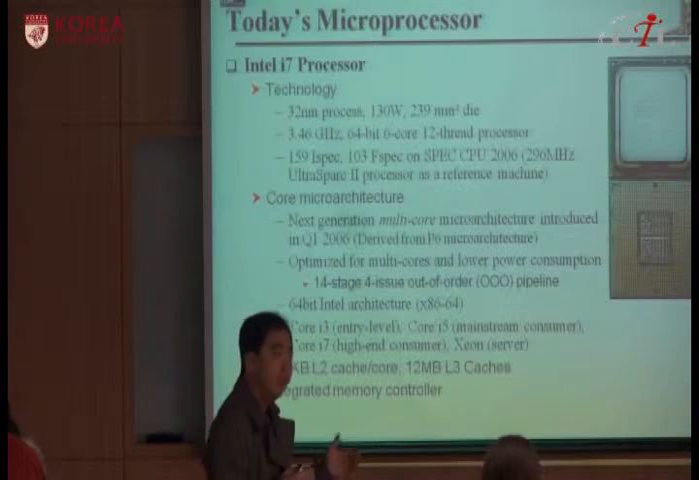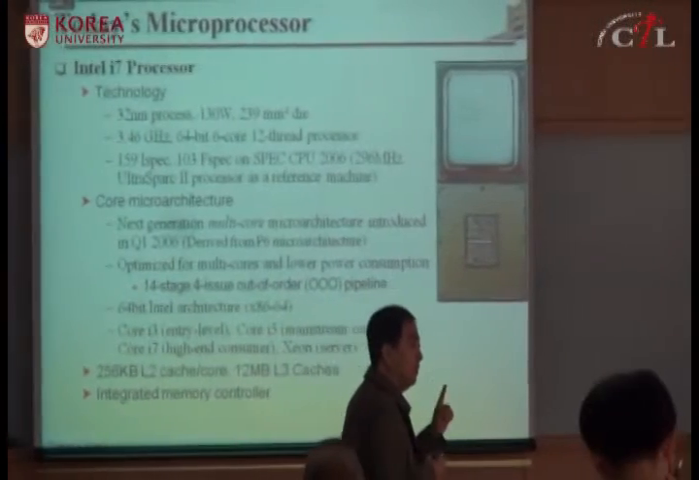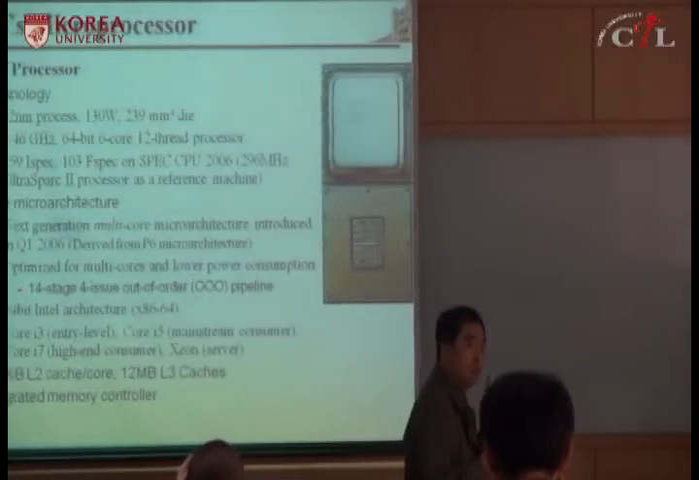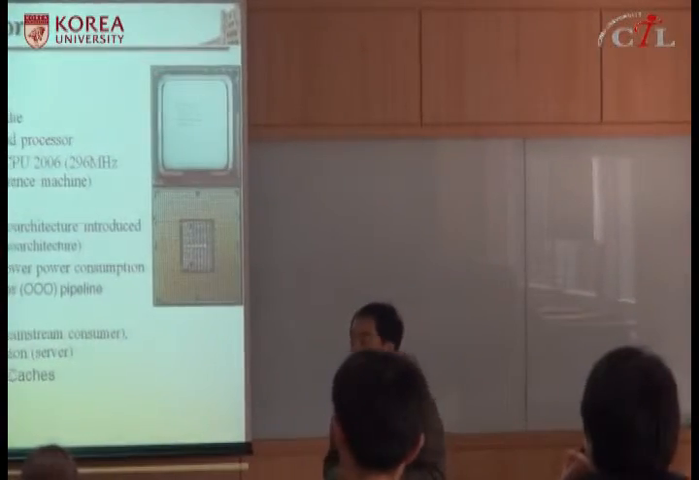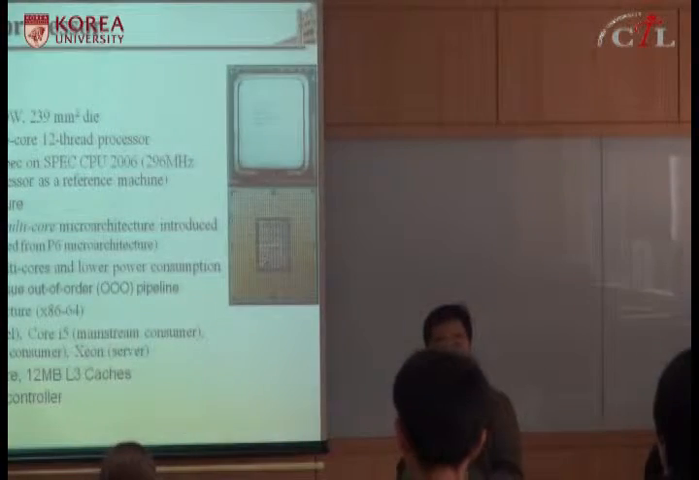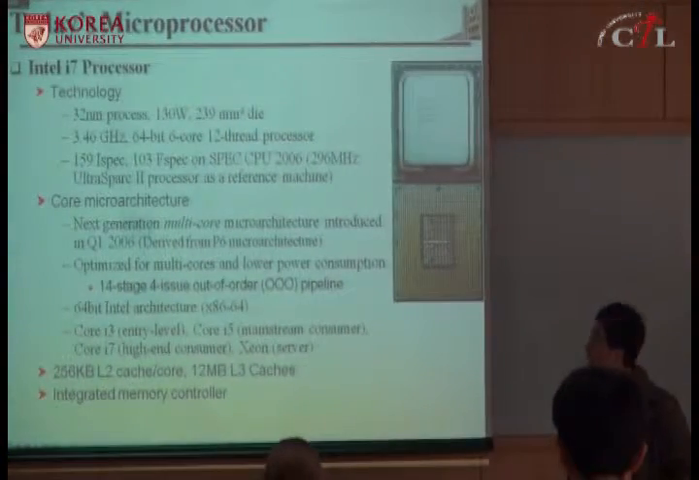It's not like old processors. In an old processor, there was only one CPU core and only one thread, one program counter. For this i7, there are 6 cores, and each core can execute 2 programs simultaneously.